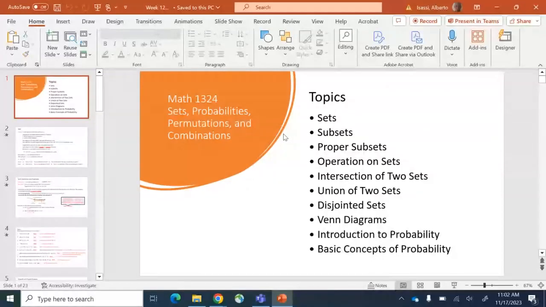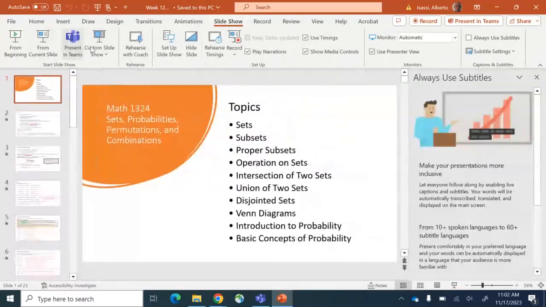Today, the topics for 1324 are going to be sets and probabilities. Permutations and combinations will not be. This is not part of today's lesson. This will be for the following week. Today it's going to be only sets and probabilities. Let me share my screen. Let me start from the beginning.